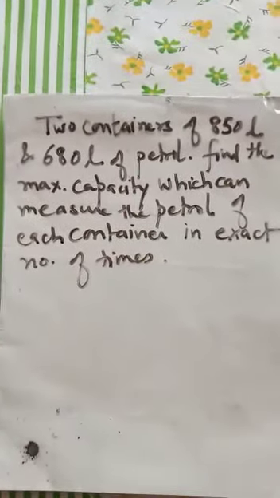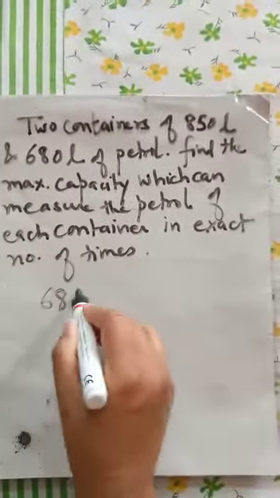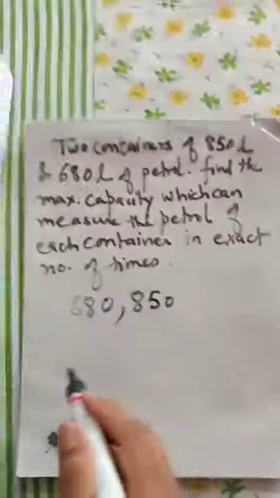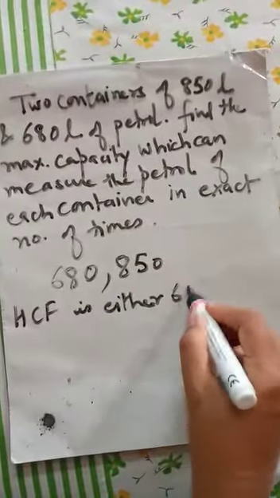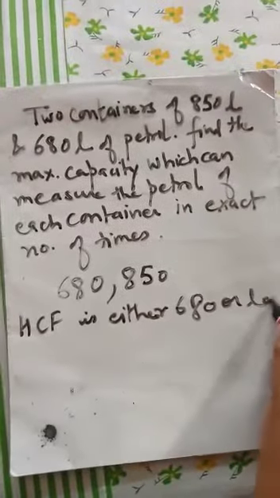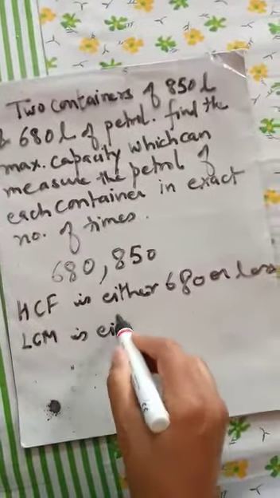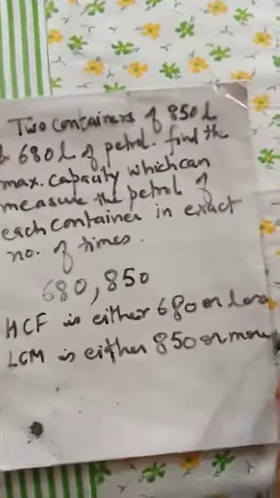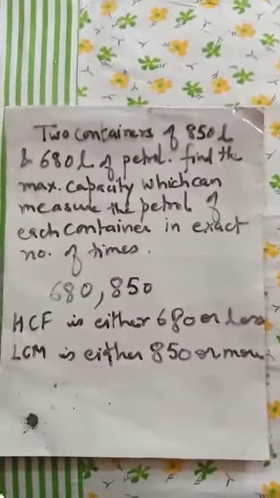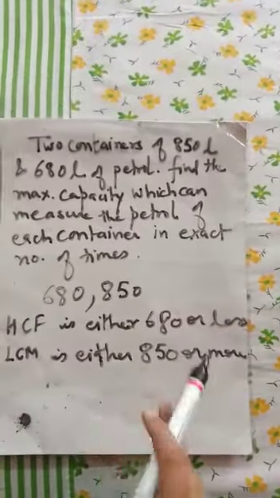Now let us suppose I have a confusion. I don't know whether to find out HCF or LCM. Now as per our discussion, the HCF of 680 and 850 is either 680 or less, and the LCM of both is either 850 or more, right? HCF is 680 or less, LCM is 850 or more, right? Now that means if I am going for LCM, my answer is either 850 or even more than that.